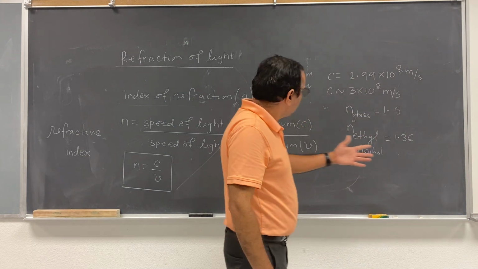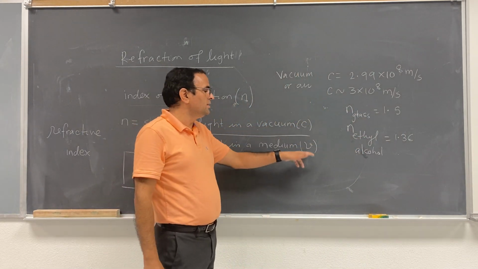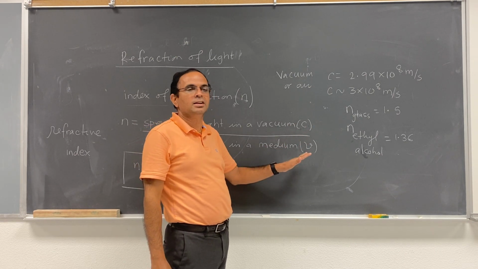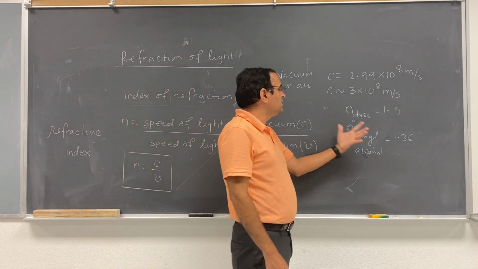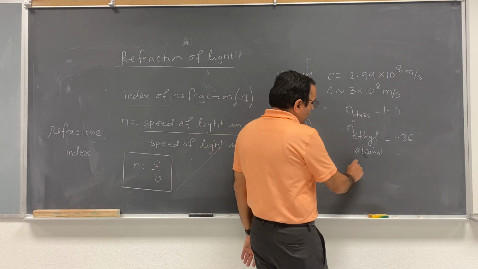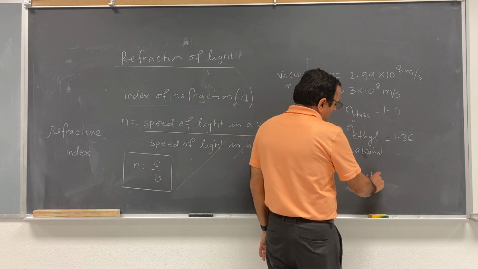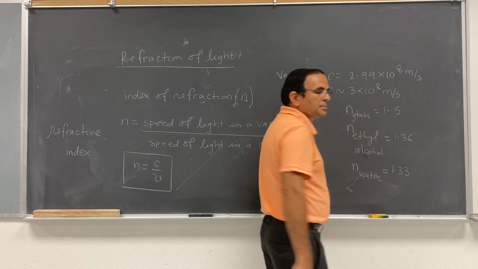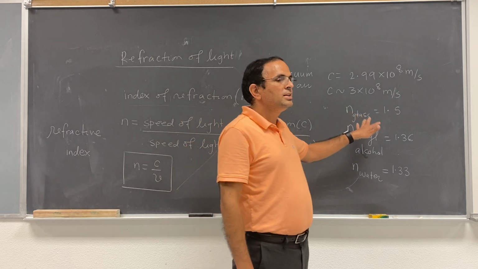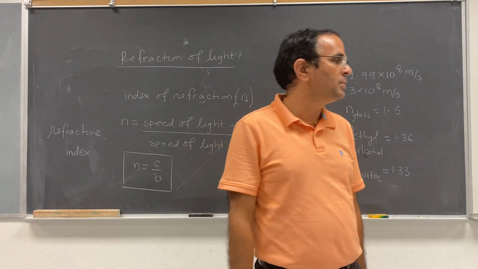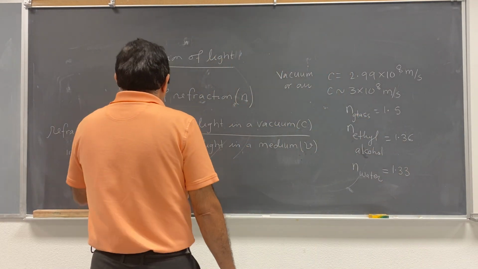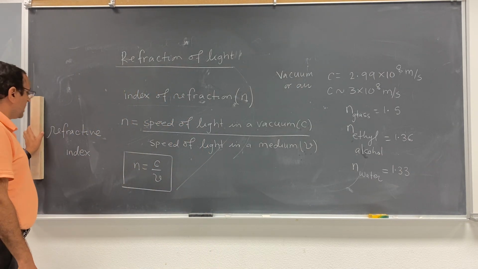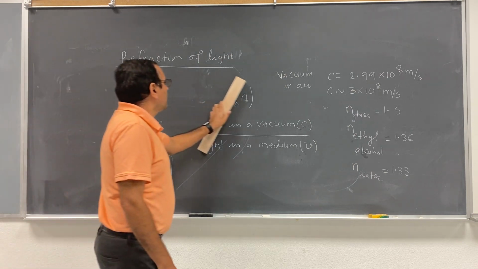It has no unit. It is the ratio of the same quantity, the ratio of the speed of light in the vacuum to the speed of light in the medium. So no unit, a dimensionless quantity. Glass is 1.5, ethyl alcohol is 1.36, and the refractive index of water is, I think, 1.33. You don't have to memorize this. Normally it is given, or you can calculate it using the speed or some other formula. So this is what we call the index of refraction, or refractive index. Now let us define what refraction of light is.